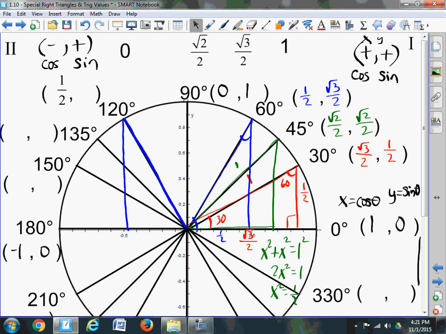1/2 and root 3 over 2. All right, so I got that same one, except for this would be negative 1/2.